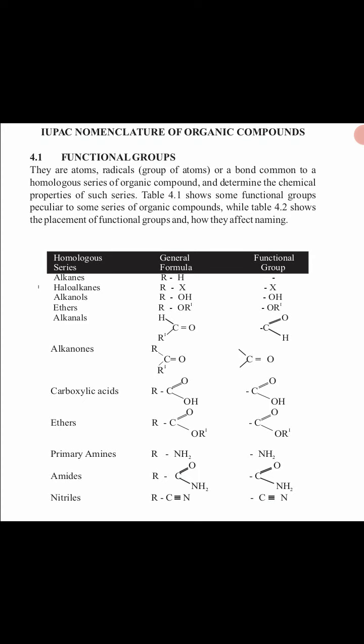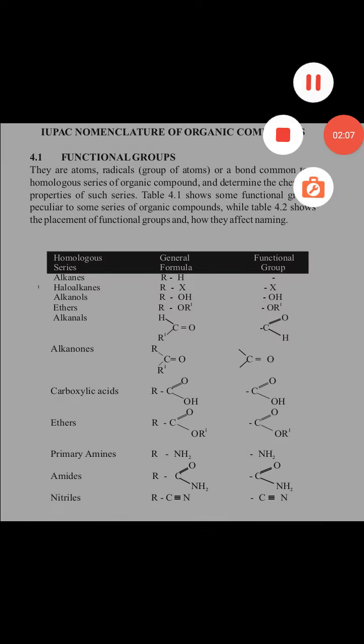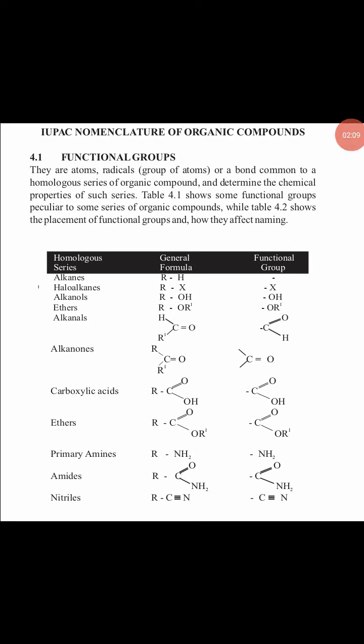Many of us are not new to this. We did this in our secondary school level chemistry. We see the alkanes. Alkanes don't have any functional group. They just have a general formula of CnH2n+2. We see the haloalkanes. I explained haloalkanes also in the preliminary stages of this class.